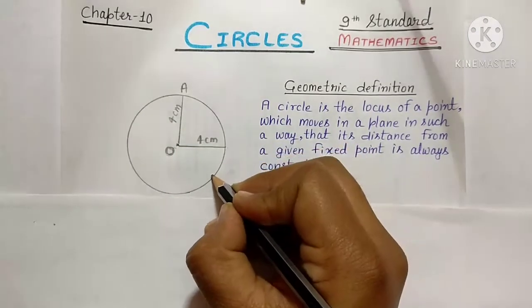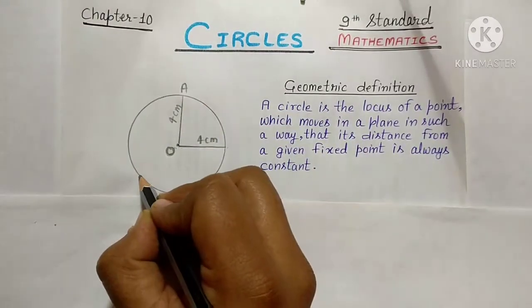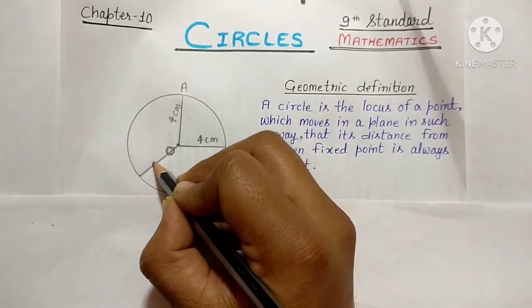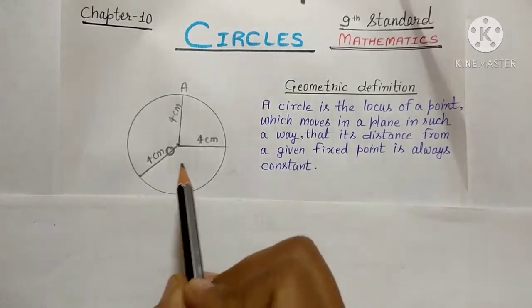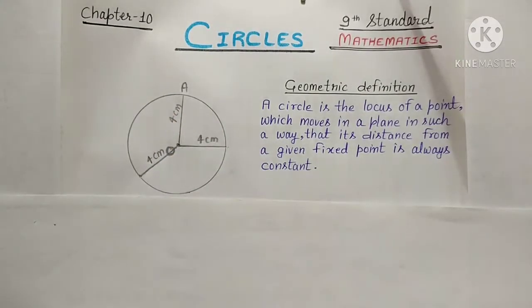If we move like this from here to here, suppose that I stop at this point and measure this distance from here to here, this distance will also be 4 centimeter only. So this distance will always remain constant, and this is only called a circle.